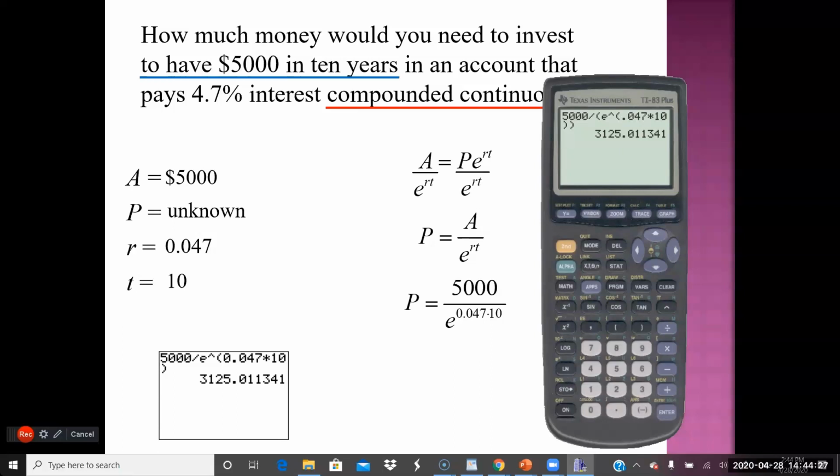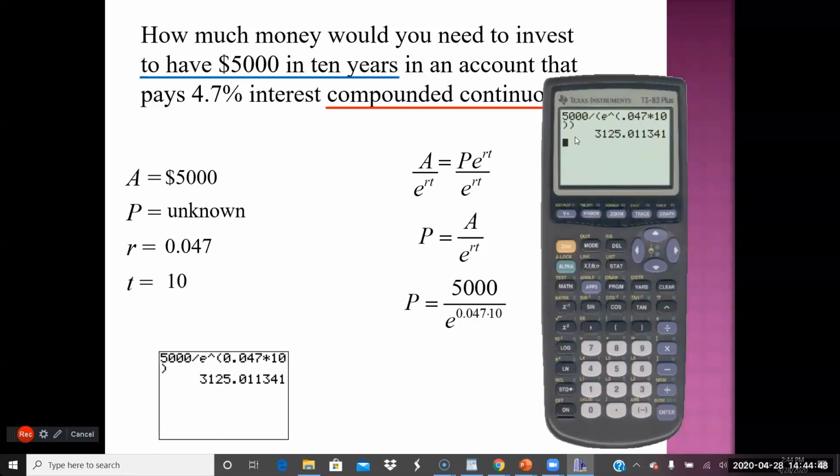Oh, what did you do after the e? I'm having difficulties on mine. So the e, there's a little caret, so I raise it to this power here with this caret. That's called a caret. You put e and then you put the power, 0.047 times 10.